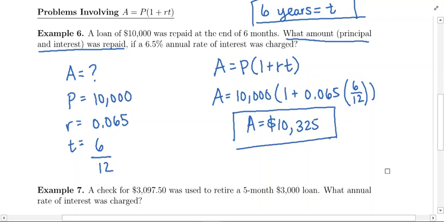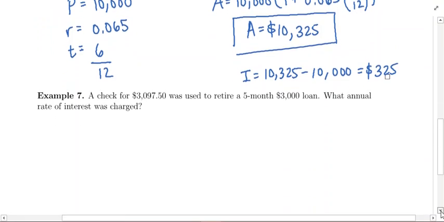If you wanted to go one step further with this, the question doesn't ask you, but think about it. The total interest that you pay on this loan, take the total amount that you paid back and subtract the amount you borrowed. So $325 of this was interest. You could have come up with the same number, the 325, by doing I equals P times R times T. All right, so that is example 6.